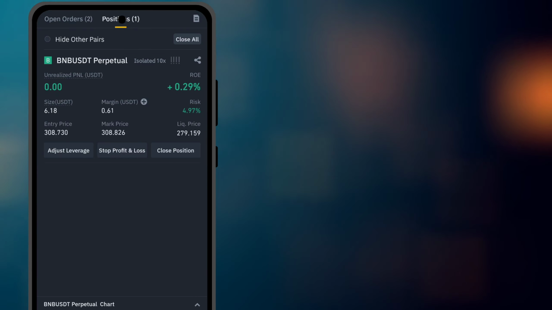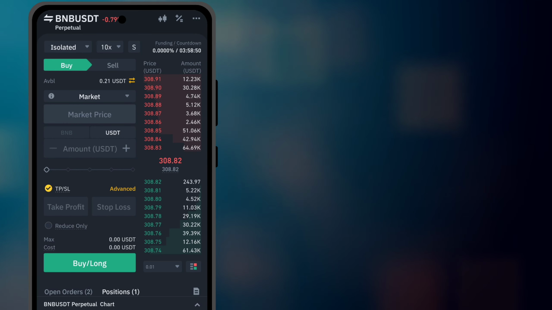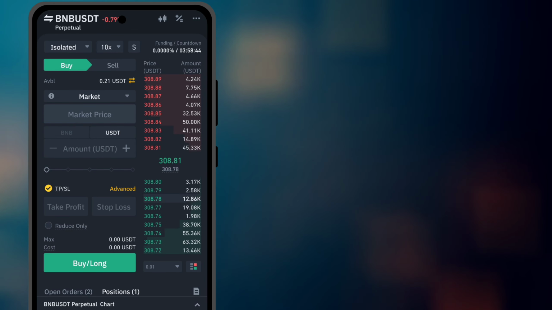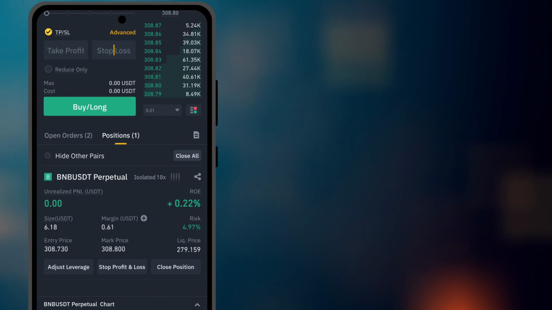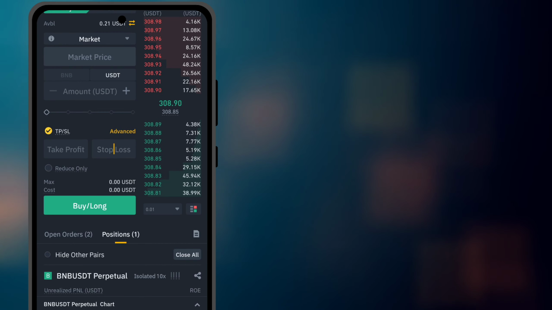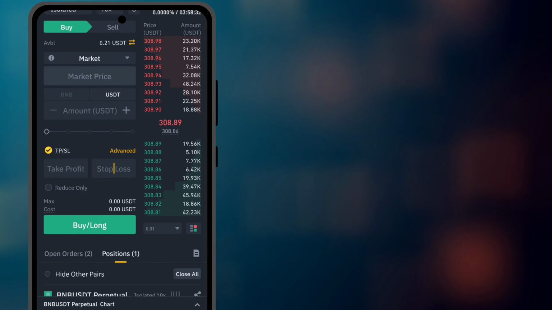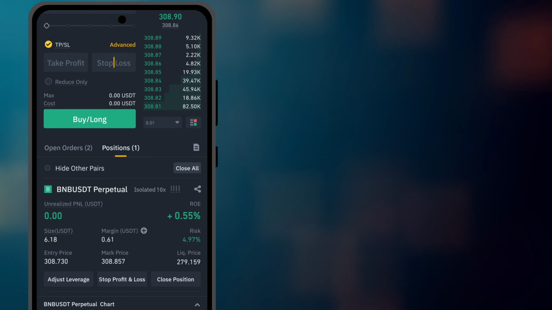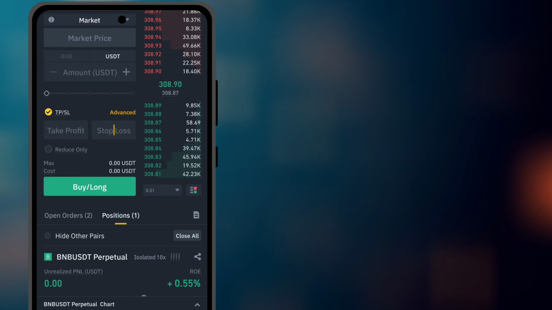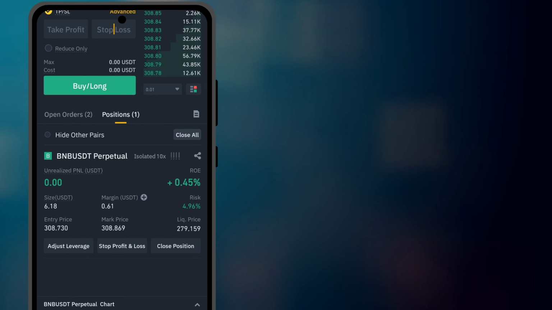Now let me confirm my previous explanation to you. You can see that I use 10x leverage and isolated. So my margin is isolated, my leverage is 10x. So when I come down, you'll be able to see that I'm currently on 0.45%, or going to 1%, which means that this market just moved a little inch and I'm already at 0.5%. And you can see that I entered this market at 308.73 and 308.8, which is a tiny percent of the market, but I'm already up by almost 0.5%. You understand? So that is just it.